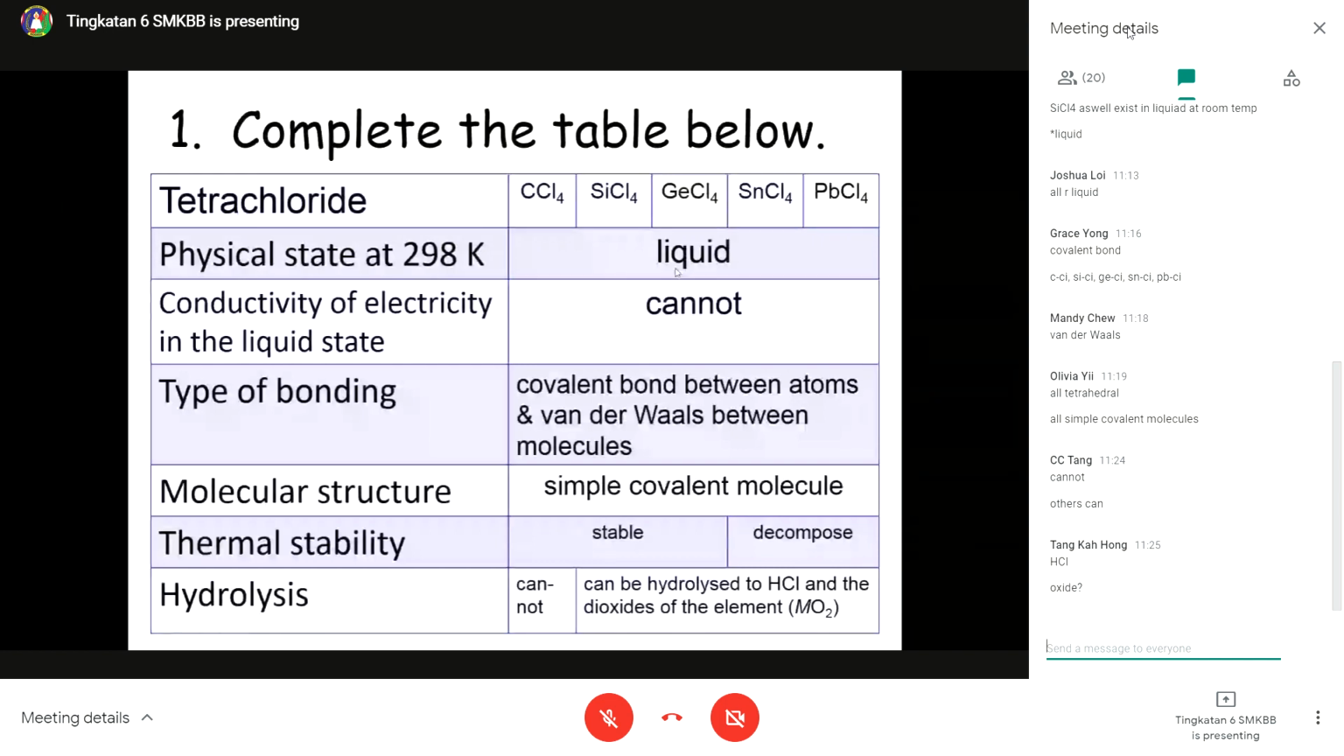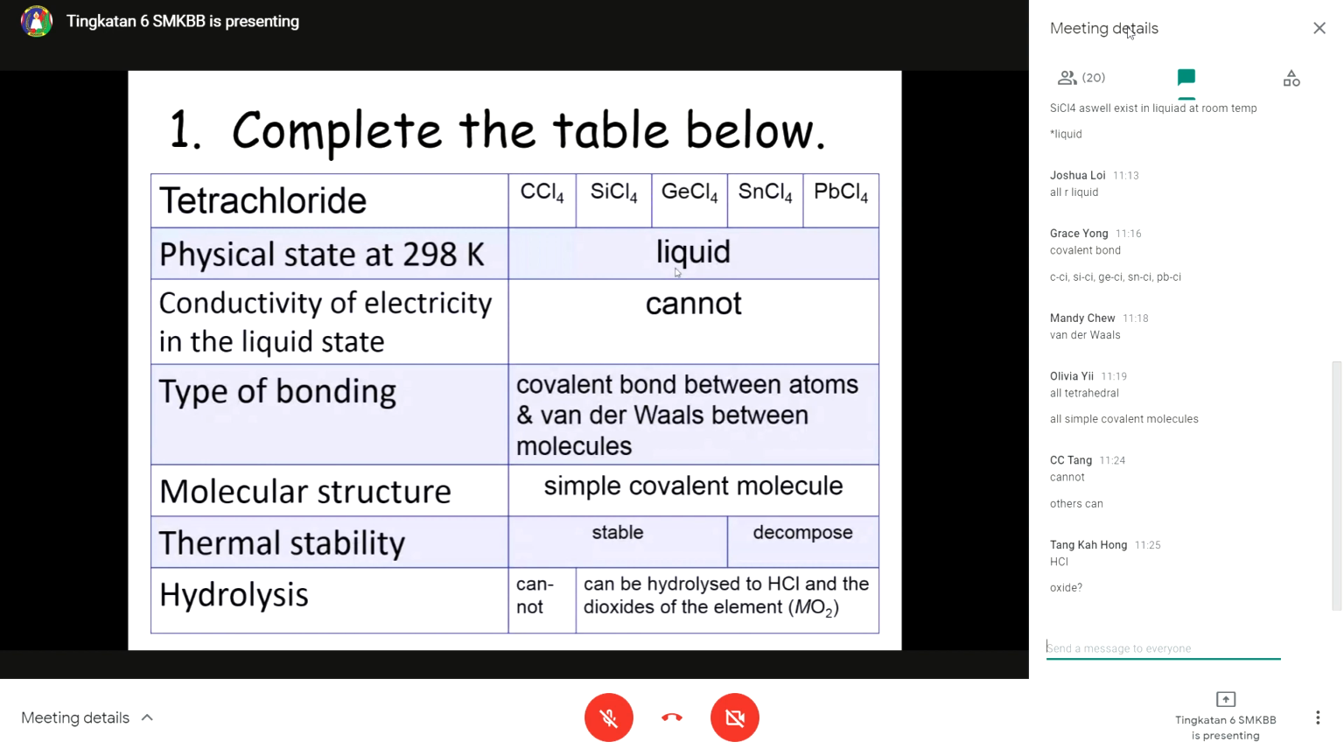Of course, all these tetrachlorides are liquid at room condition. All of them cannot conduct electricity. If they ask why, because they do not have free moving ions. They're all neutral covalent molecules with covalent bonds between the atoms, and the molecules are attracted by very weak van der Waals forces. They all have a very simple molecular structure.